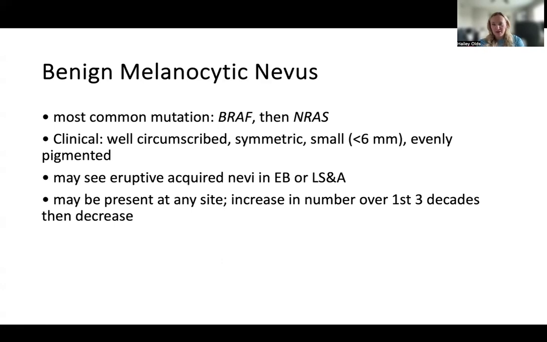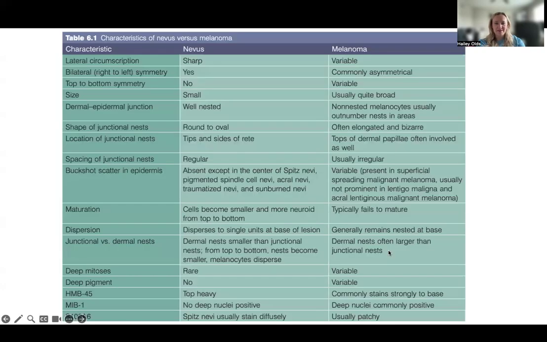So the most common mutation associated with benign melanocytic nevi is BRAF, then NRAS. And you can see eruptive acquired nevi in conditions like epidermolysis bullosa or lichen sclerosus, and they can be at any site, but certain sites have some special features, which we'll talk about. Okay, this is from the Elston textbook comparing nevi to melanoma, but we'll talk more about this as we go through.